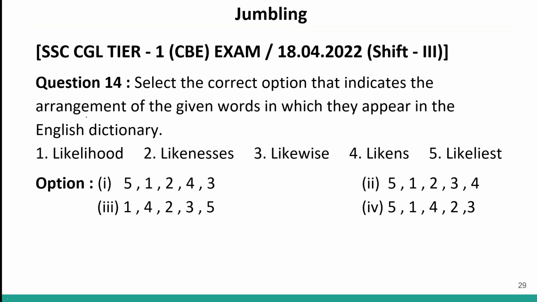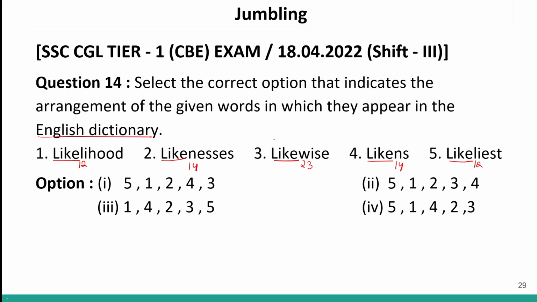Now, question number 14, we have to arrange them in English dictionary order. So, likelihood, likeliness, likewise, likens, and likeliest. So, I can see like is common in all the words. So, we will move to the letter after E. After E, we have L, which is 12th position. N is at 14th position. Similarly, W is at 23rd position. N is again at 14th position and L is at 12th position.